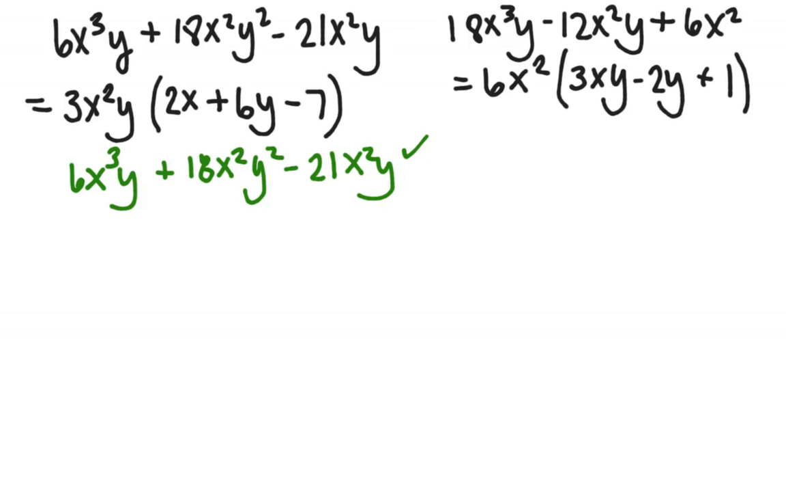Okay, let's check to make sure that we multiplied right, or factored right. 6 times 3 is 18. X squared times x is x cubed. Y. Minus 2 times 6 is minus 12. X squared. Y. And 1 times 6x squared is plus a 6x squared. And again, we check and everything is good.